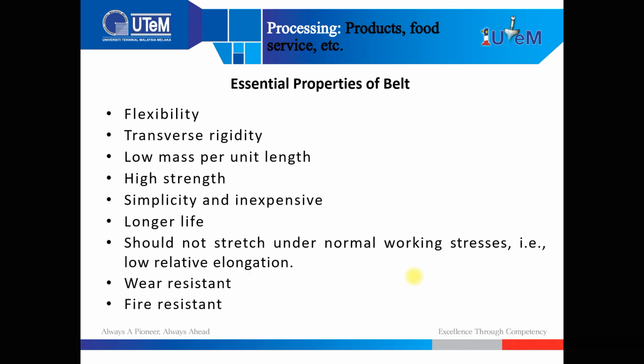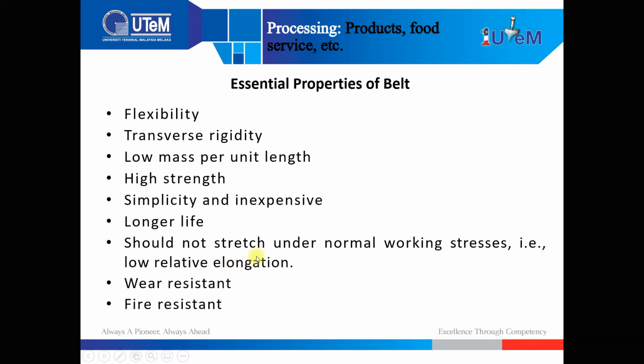Okay, so the essential properties of belt. Okay, basic properties of belt. The belt must be flexible, transverse rigidity, low mass per unit length, must have high strength, simplicity and inexpensive. The belt must be longer life.